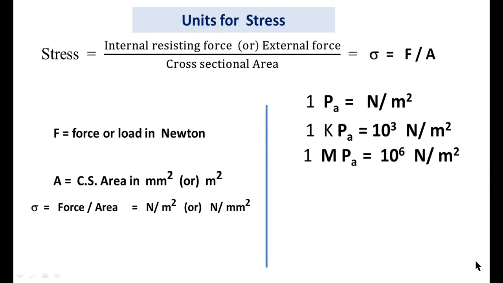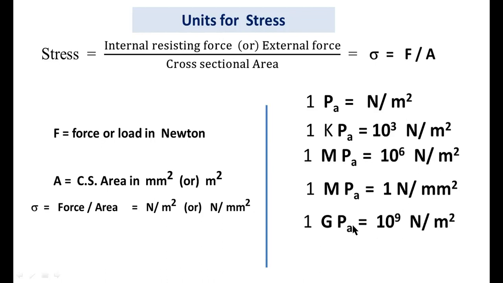Similarly, 1 megapascal equals 10 power 6 Pascal, which is 10 power 6 Newton per meter square. If you want to convert meters into mm, then 1 meter square equals 10 power 6 mm square. So 10 power 6 and 10 power 6 cancel. Then 1 megapascal equals 1 Newton per mm square.